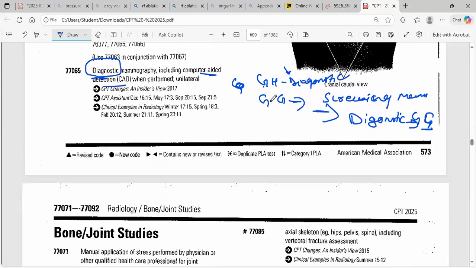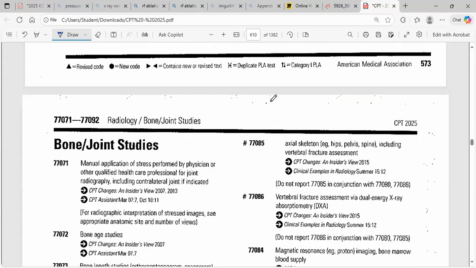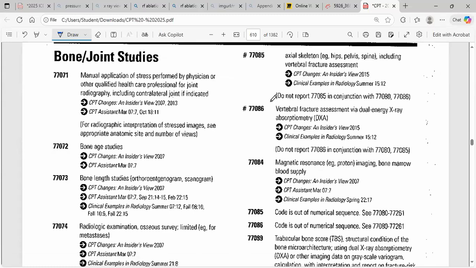Any doubts here? Any doubt, guys? No, ma'am. Okay. Next topic, bone joint studies.